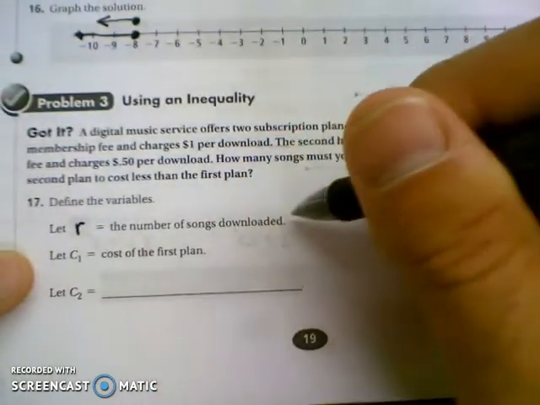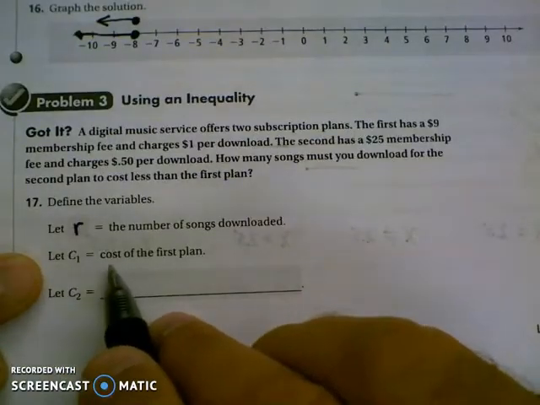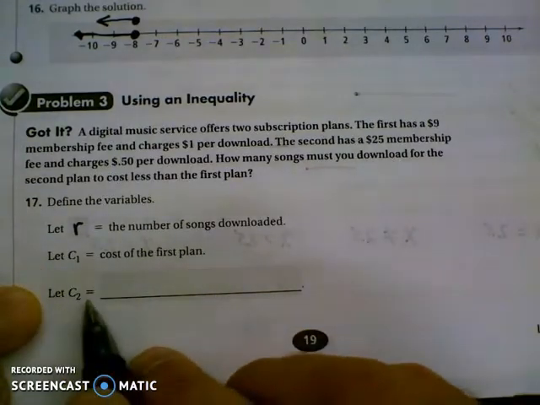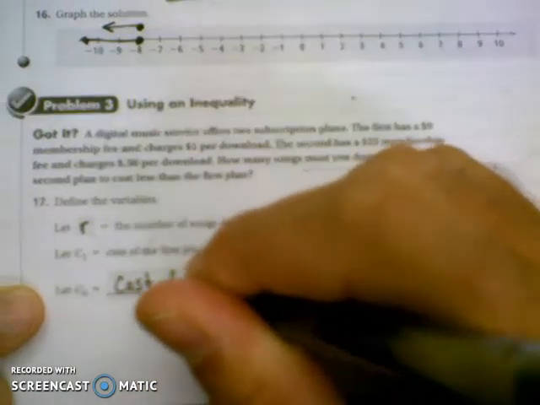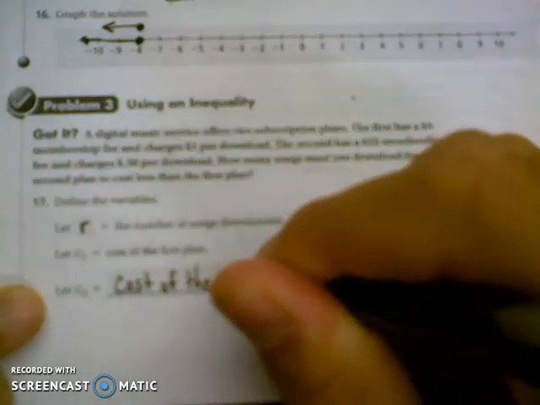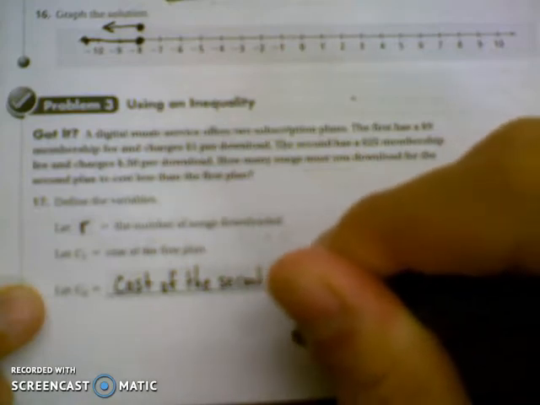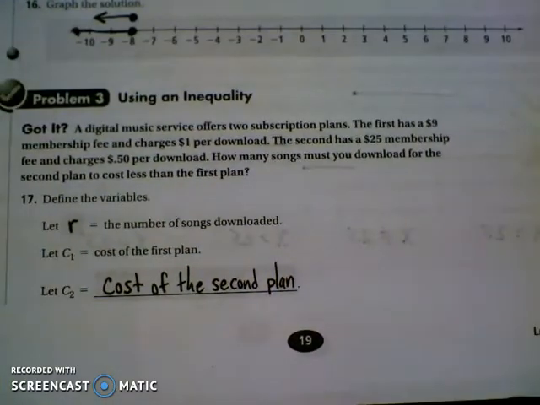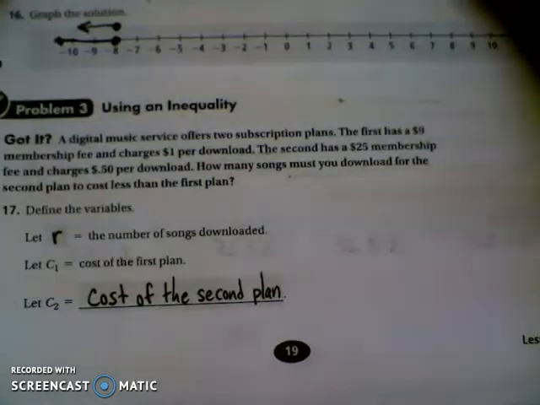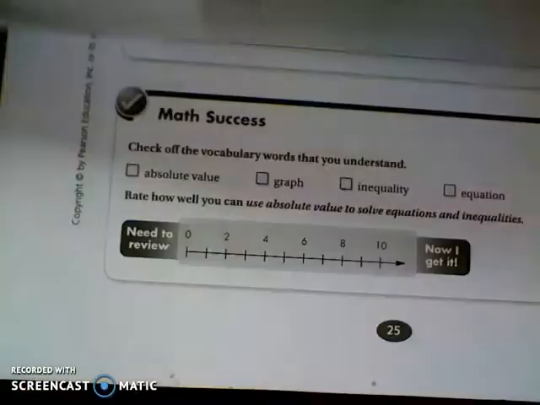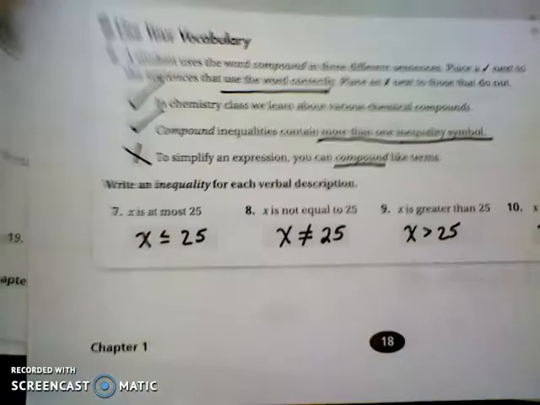So let's let R equal the number of songs downloaded. And let C1 equal the cost of the first plan. And C2 cost of the second plan. Hopefully that makes sense for you guys right there. And then this is a continuation on the next page. So it's kind of confusing because it goes all the way to the next page. It goes to page 20. And I got to find page 20 first. Here it is.